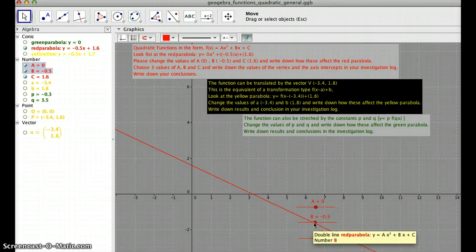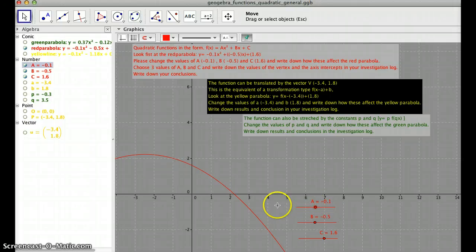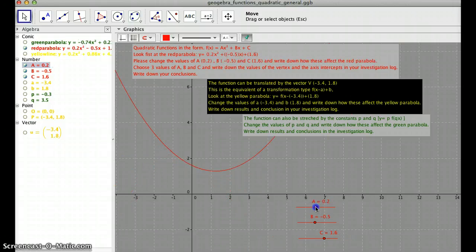If A has negative values, then eventually the branches of the parabola are upside down. Okay. Now we change C. When we change C, what happens? I move the parabola up and I move the parabola down, which makes sense also from seeing the C here.